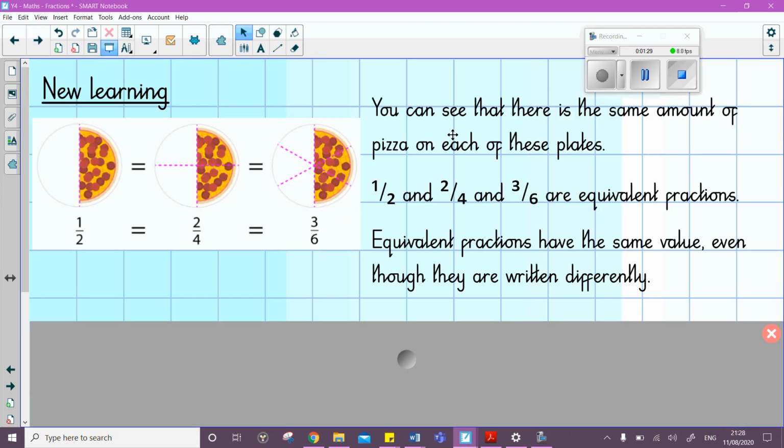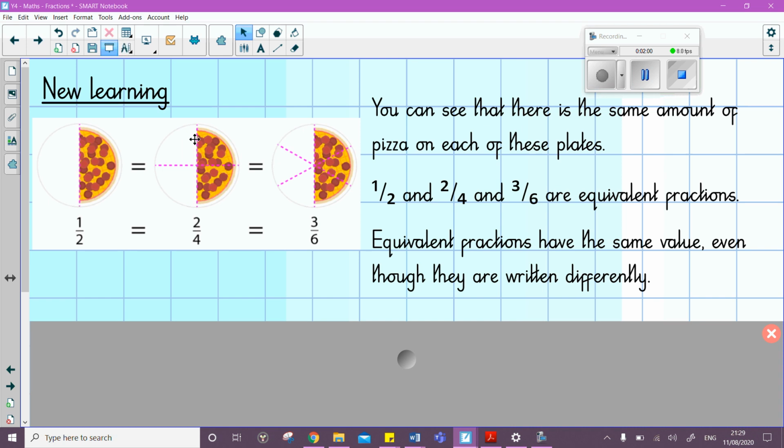So you can see here in these three pictures that there is the exact same amount of pizza on each of these plates. So here's plate 1, plate 2 and plate 3. And you can see there is the exact same amount of pizza. But here, the pizza has been split into 2 equal parts, and left is the 1 out of 2, which means there is 1/2 of a pizza left.